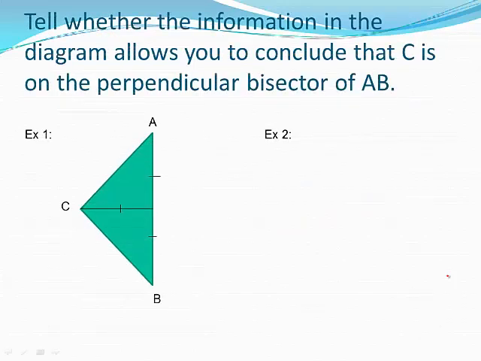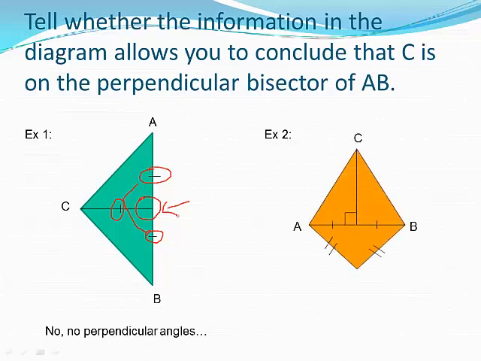Okay, next it says tell whether the information in the diagram allows you to conclude that C is on the perpendicular bisector of AB. So for example 1, I automatically see that this one here is labeled as congruent to this one here. Problem is, I don't know what that angle is. I do know that these 3 lengths, 1, 2, 3, are all congruent. But that doesn't tell me anything about what this angle is here. And that's the most important thing. What does that angle have to be in order for it to be on the perpendicular bisector? Well, it has to be a right angle. It's not labeled as such, so we don't know if it's a right angle, so we can't conclude it. No perpendicular angles.